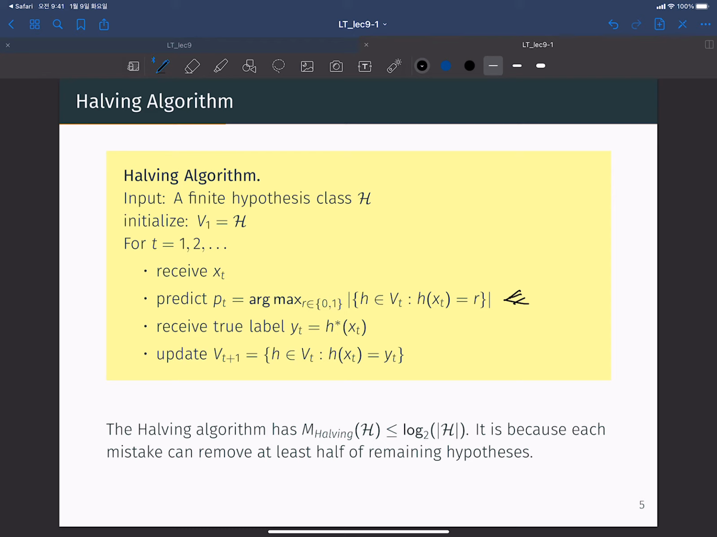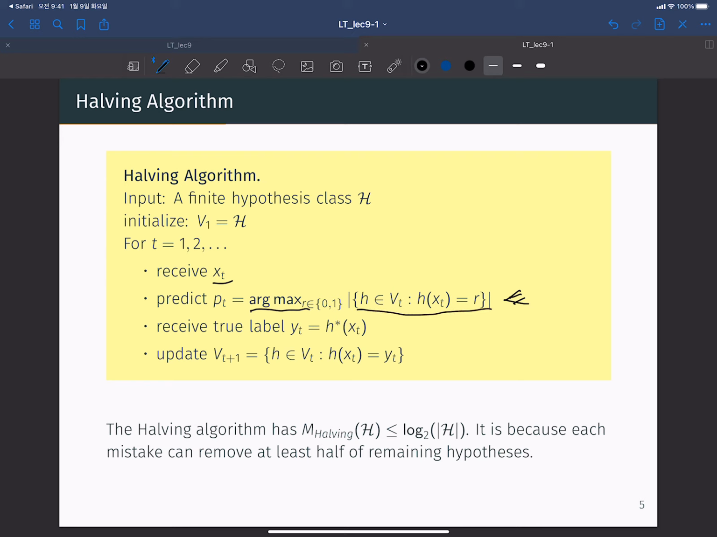Initially V1, the set of possible hypotheses, is the entire hypothesis class H, and at each time we receive an instance xt and then make a prediction pt using a hypothesis in Vt. But with this little trick, the halving algorithm follows a majority voting rule. So we consider all possible hypotheses in Vt and check the prediction of each hypothesis, and then follow the majority: argmax of the cardinality of those having the same output.